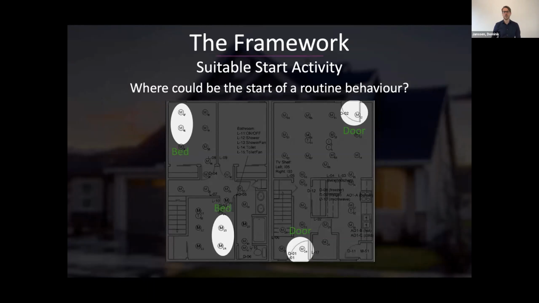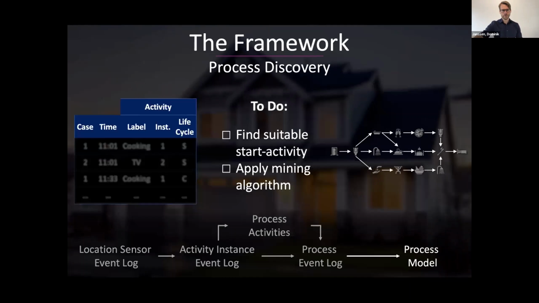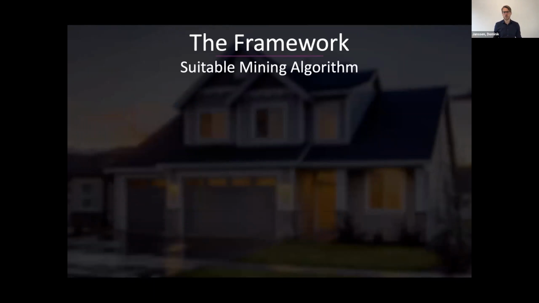And then another possibility is, of course, everyone knows it, when you wake up, you usually follow a very similar morning routine. So after sleeping, you wake up and then you have usually a routine behavior. So those could be good starting points for routine behavior. So we did that, and now we need to apply a mining algorithm. A suitable mining algorithm, there are many out there. We used the heuristic miner.